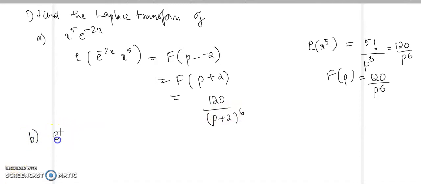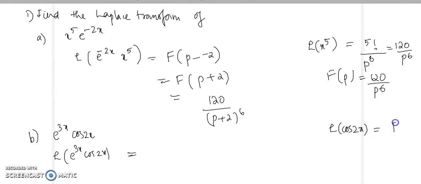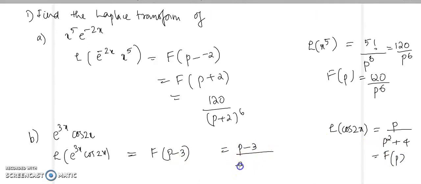Next we have e raised to 3x into cos 2x. So L of e raised to 3x cos 2x will be equal to, so L of cos 2x is equal to p by p square plus 4. So by the shifting formula, this will be F of p minus 3. So here this is F of p. So that will give p minus 3 by p minus 3 whole square plus 4.